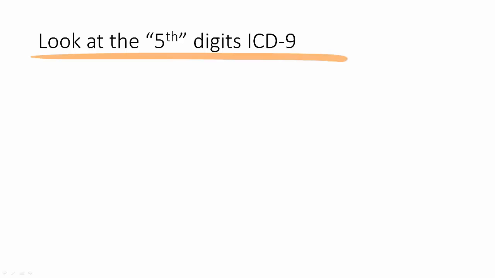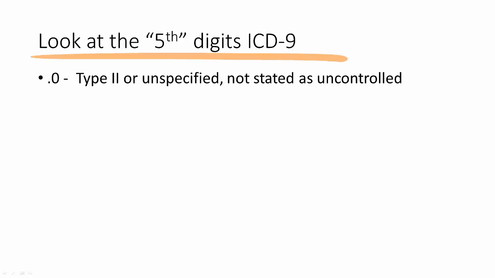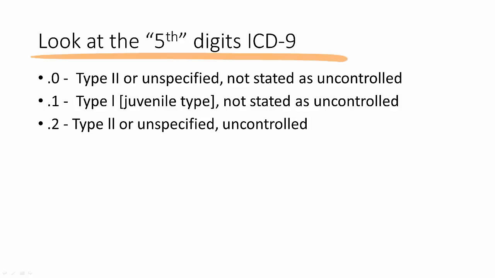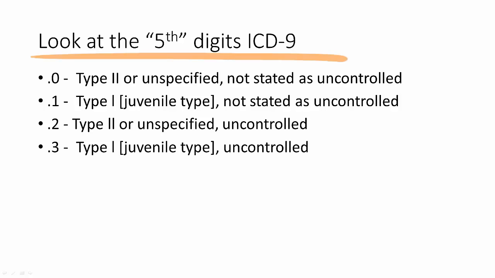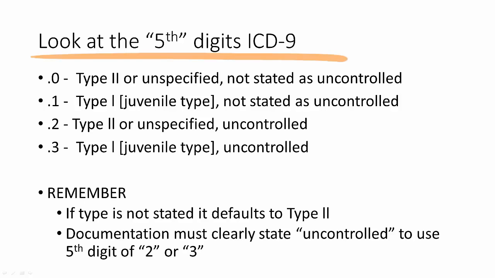This is what your fifth digits will look like while coding in ICD-9. Your fifth digit options are a 0, 1, 2, or 3. Remember, if the type is not stated, it defaults to type 2. If it's uncontrolled, it's going to either be a 0.2 or a 0.3. And your documentation has to clearly state that it's uncontrolled in order to get the use of your fifth digit of 2 or 3.